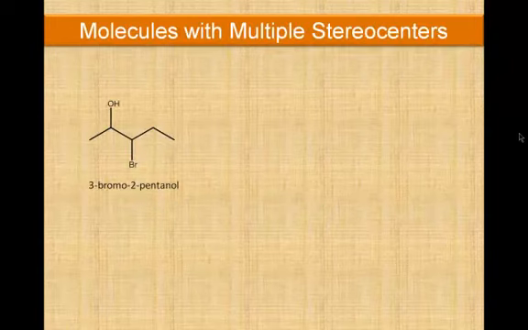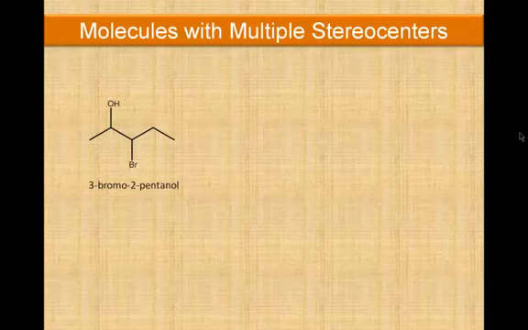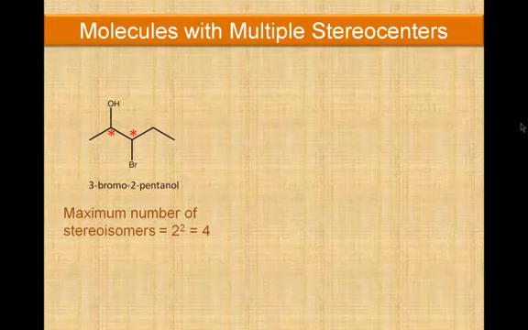Now let's have a look at molecules with multiple stereocenters. And let's start with 3-bromo-2-pentanol. Hopefully at this point you're able to identify the two stereocenters in this molecule. And we can start to draw different stereoisomers. You can start with any one of the stereoisomers at random. We can calculate the number of possible stereoisomers using our formula, 2 to the n, where n is the number of stereocenters. This gives us a maximum number of 4.